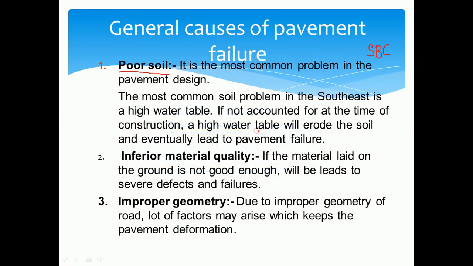And the most common problem we observe is the presence of a high water table. If this is your ground surface and the water table is near the ground surface or the pavement surface, there may be an exfiltration of water. Therefore you have to see the high water table and the SBC of the soil. If poor soil is there, then this is one of the most important causes for the pavement failure.